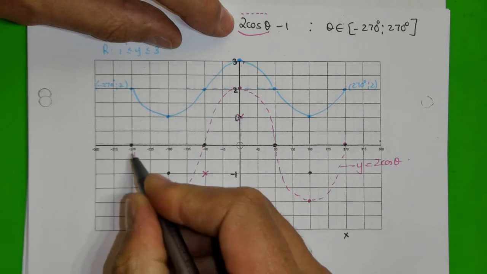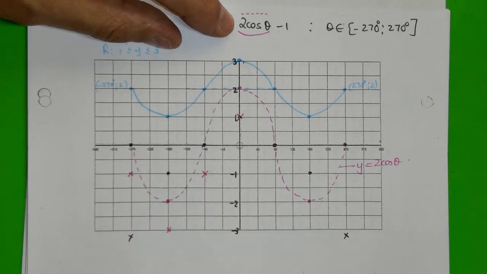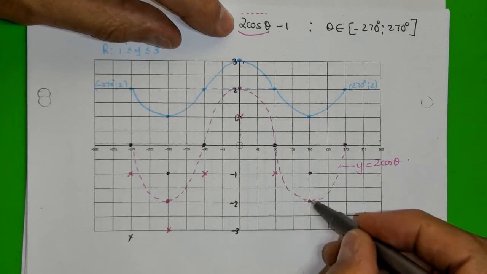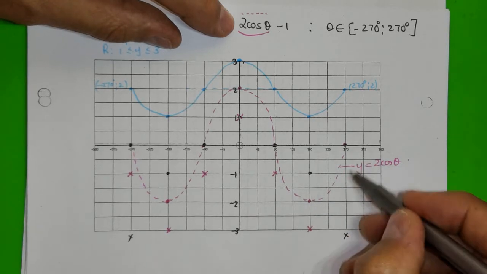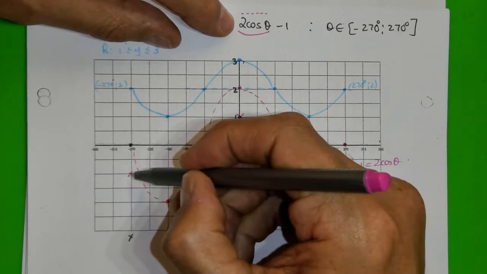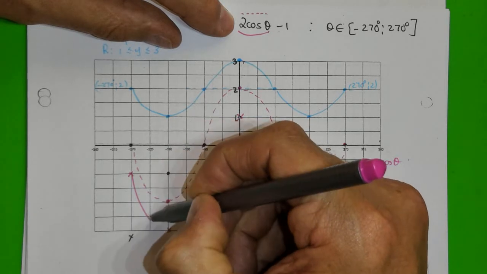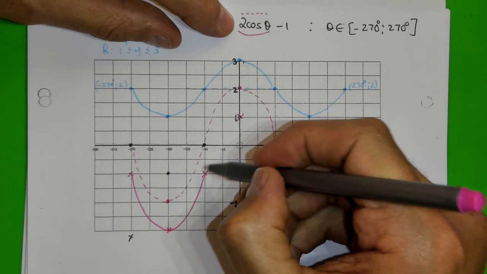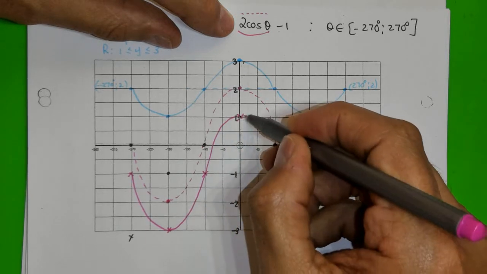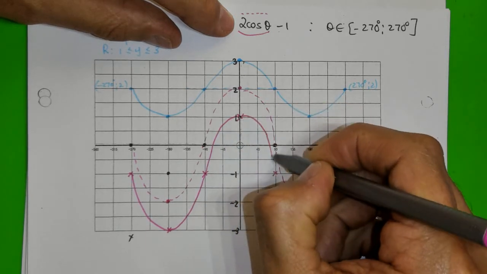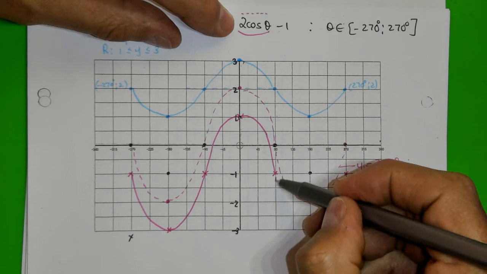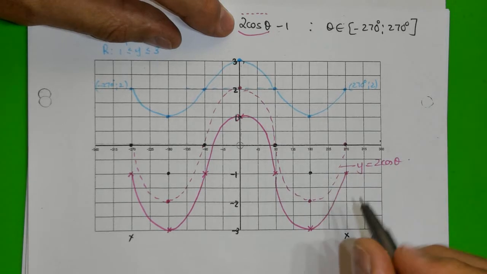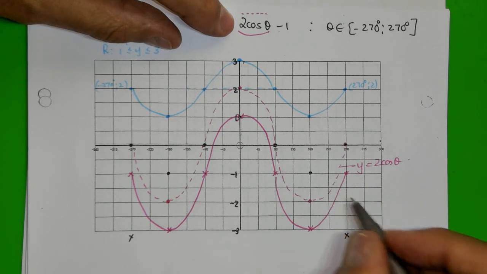Subtract 1 from here. Subtract 1 from there. Subtract 1 from that y value, at minus 1. Subtract 1 here, you're at minus 3. Subtract 1 there. Now you can see carefully, if you draw this, the solid curve, you will see that it goes through those points quite nicely, and the final curve is the one in pink, solid pink.